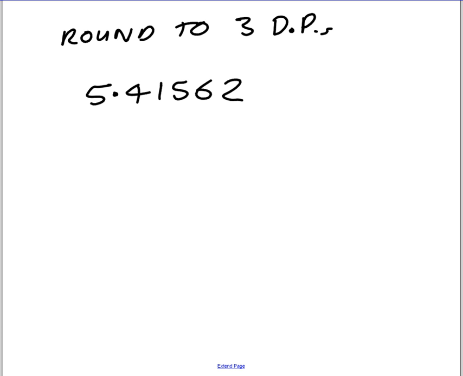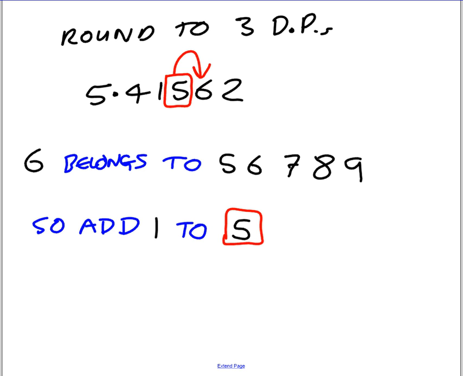Right, we're going to go for another example here. 5.41562, that's in 3 decimal places. So let's start counting to the right. So it's 4, 1, 5. 5 seems to be in the third decimal position here. So if I just highlight that and again look to the right, that 6 is going to be in one of the groups, either 0, 1, 2, 3, 4, or 5, 6, 7, 8, 9. It belongs to that second group there.